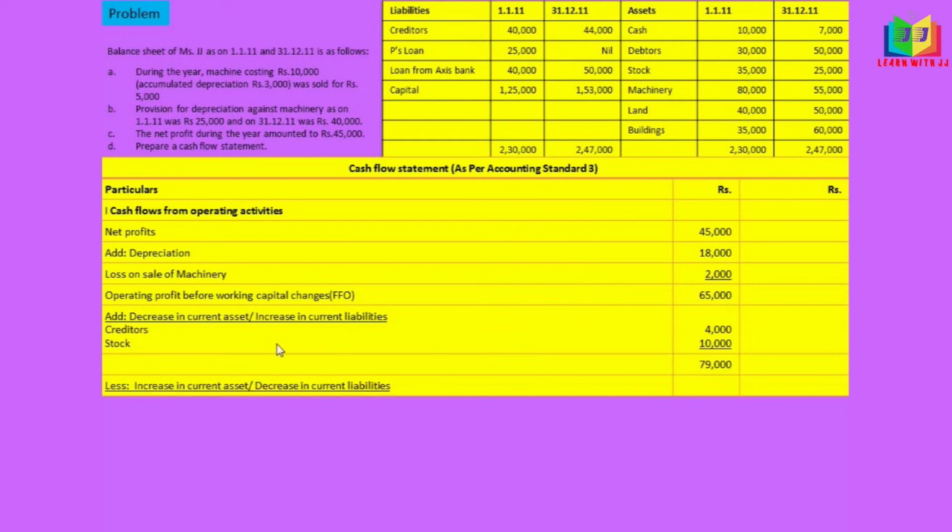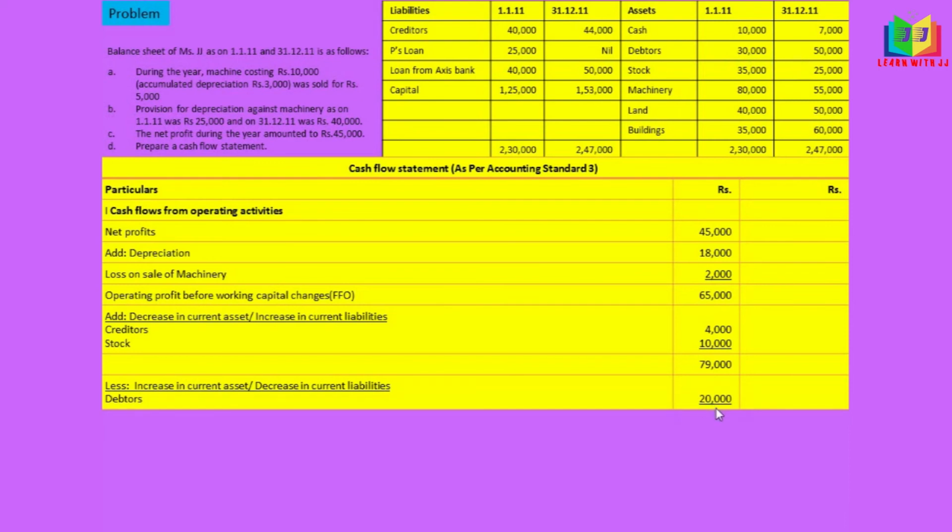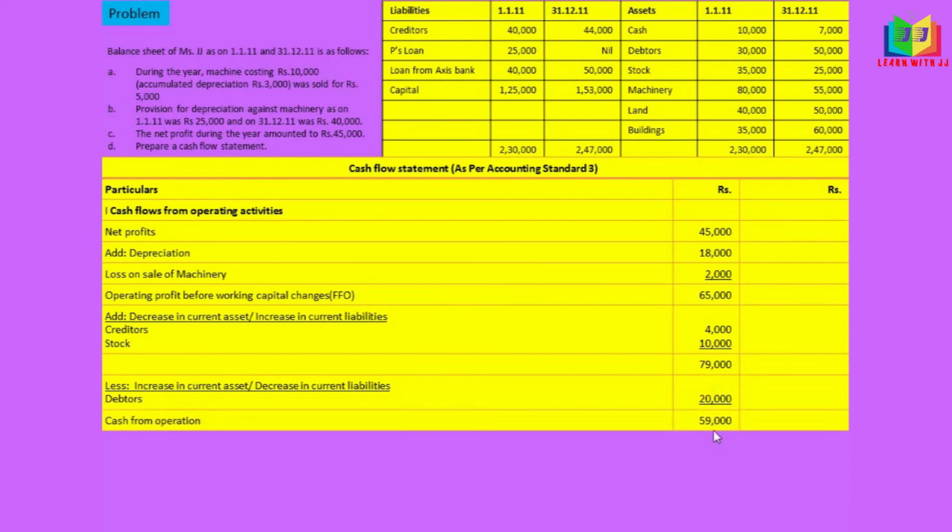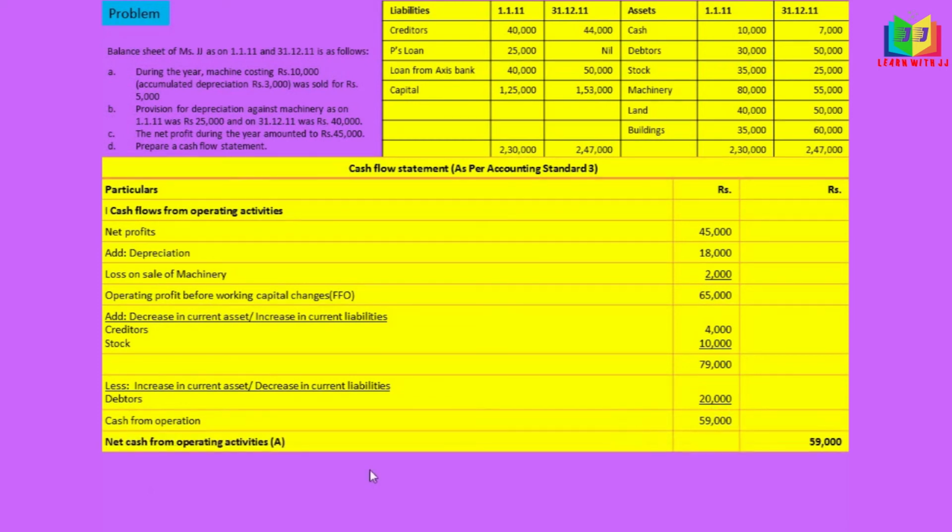And next, increase in current assets and decrease in current liability. Increase in current asset, that is debtors we have, that is 20,000, we have to subtract. If we adjust this, 79,000 minus 20,000 will get 59,000, that is the cash from operation. In this problem we don't have provision for taxation, tax paid and all. So this will be the net cash from operating activity, 59,000.